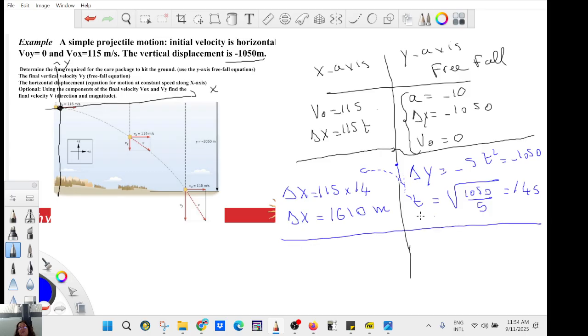Okay, let me try to trick you. What is the final velocity along the x-axis? Is there an acceleration along the x-axis? So it's going to be the same. Yes? Because it's moving forward, it's cruising forward, like the airplane. You see, the airplane is just here and the airplane is moving at the same velocity. What about the final velocity along the y?